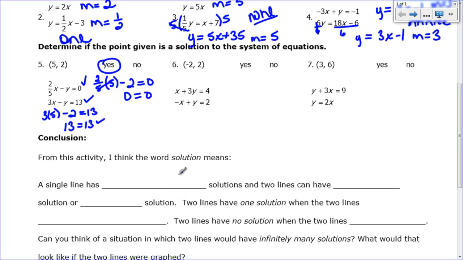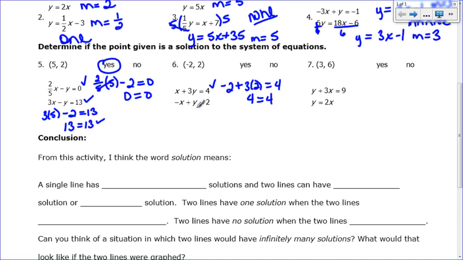So now let's try number 6. Here's my point, (-2, 2). So I'm going to plug in negative 2 for x, so I've got negative 2 plus 3 times 2, and it needs to equal 4. Again, I'm going to grab my calculator and type that in. And when I do negative 2 plus 3 times 2, I definitely get 4 is equal to 4. So the point works for that equation.